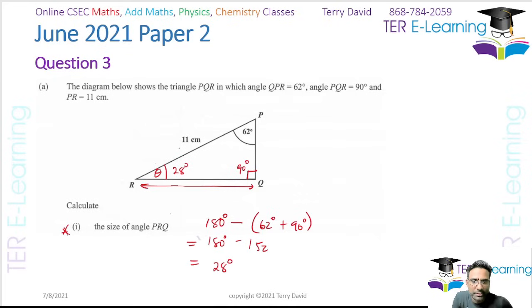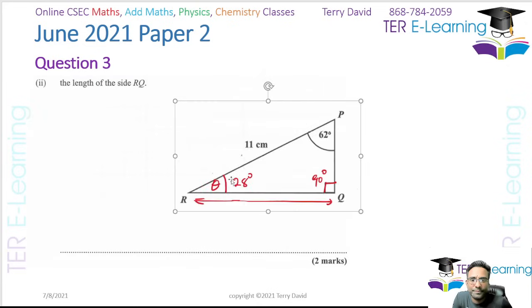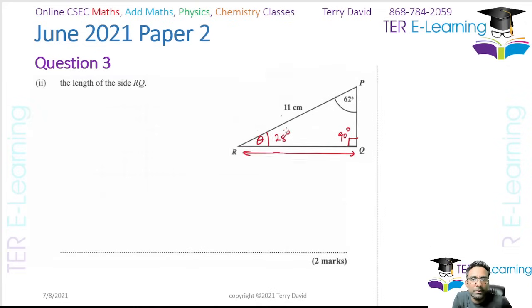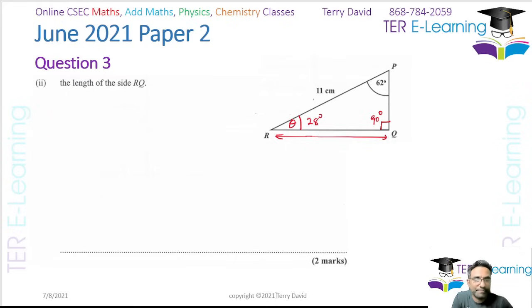So let's bring this diagram across here. So we decide what we're going to use. If I use the 62 as my angle, then this side here is going to be called my opposite. The side opposite my right angle is always called my hypotenuse. That's what this is. And therefore, what I'm left with on the side here is called my adjacent.